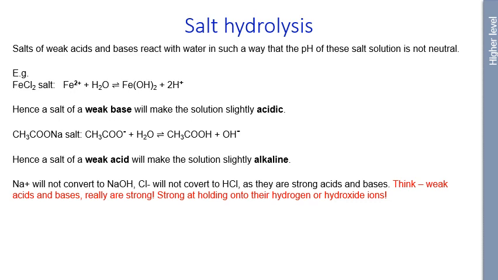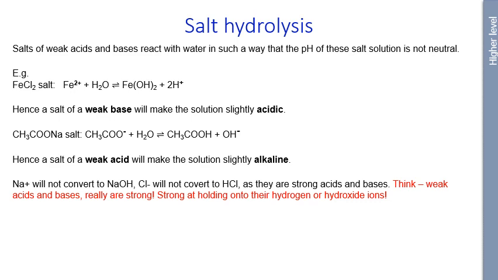So, the salts of weak acids and bases react with water in such a way that the pH of these salt solutions are not neutral. For example, if you dissolve iron 2 chloride in solution, then the iron 2 ion will be hydrated and react with the water in an equilibrium, which will form iron hydroxide. Therefore, a salt of a weak base will make a solution slightly acidic. And you could also see that a salt of a weak acid will make a solution slightly alkaline.